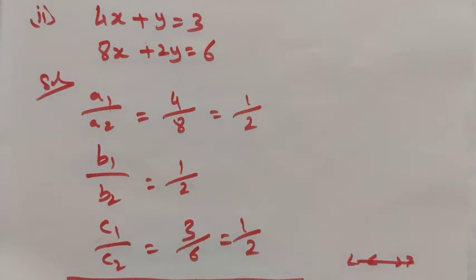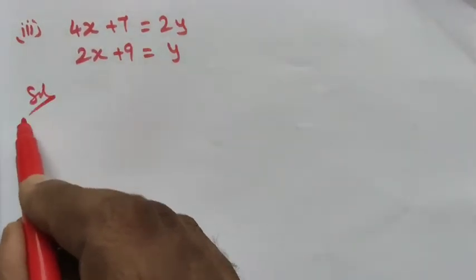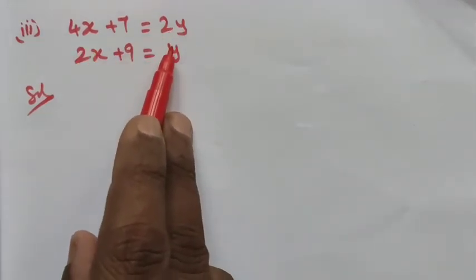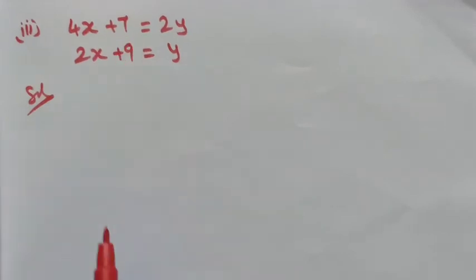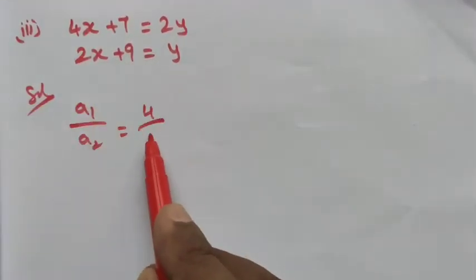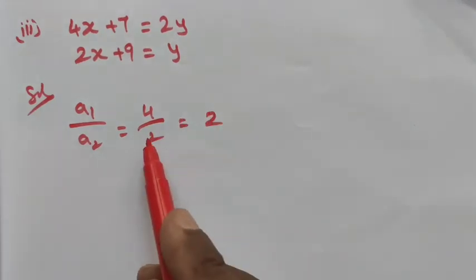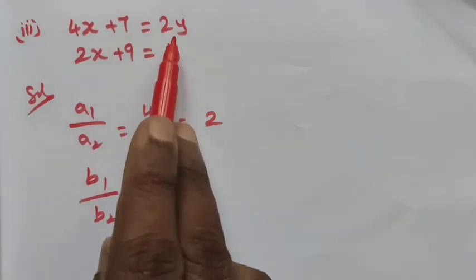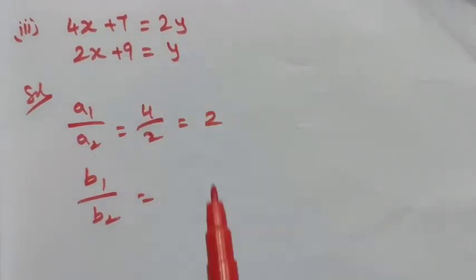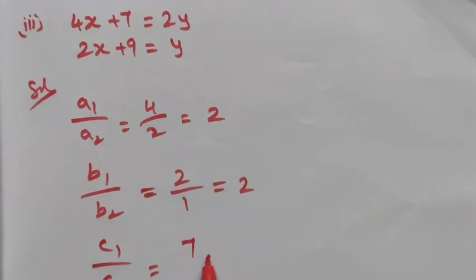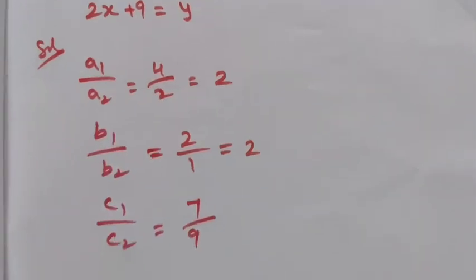Let's see the third Roman number. Here the third is given. Here also we want to find the same terms. See, the coefficient of x is here, the coefficient of y is here, and then the constant term. So a1 divided by a2 is equal to the coefficient of x, 4 divided by 2, which is nothing but 2. Then b1 divided by b2, the coefficient of y, is 2 divided by 1, which is equal to 2. Then c1 divided by c2 is equal to 7 divided by 9. The constant term ratio is 7 divided by 9.